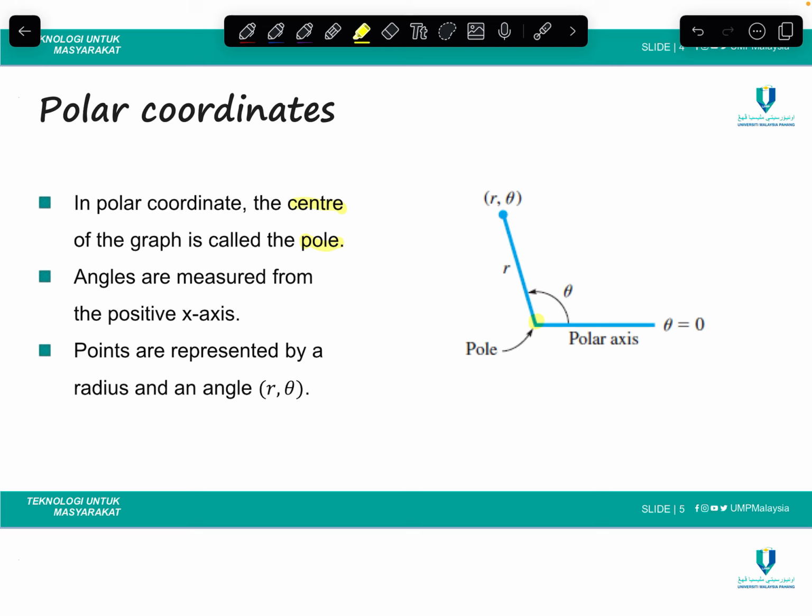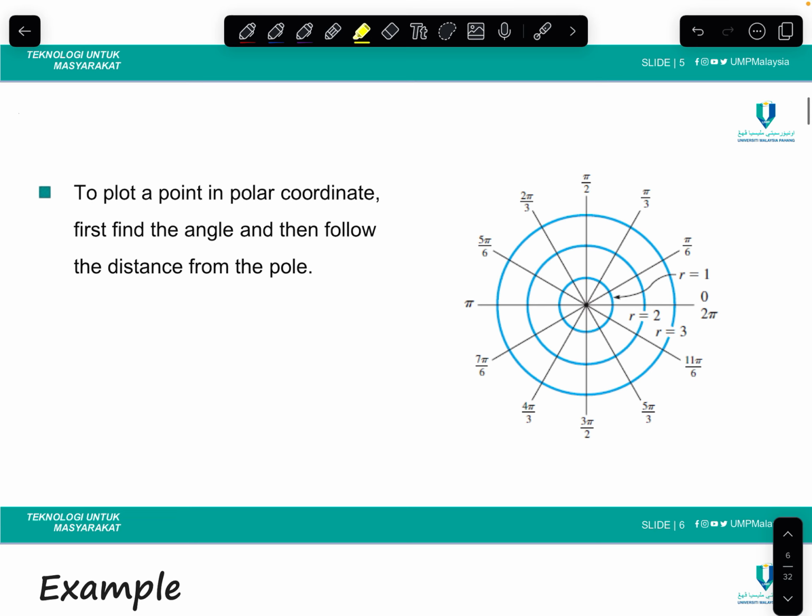Angles are measured from the positive x-axis. We always know this, right? Points are represented by a radius and angle, (r, theta). R means radius and theta means angle. To plot a point in polar coordinates, first find the angle and then follow the distance from the pole. So here is the systematic approach to plot: find the angle first, followed by the distance or radius.